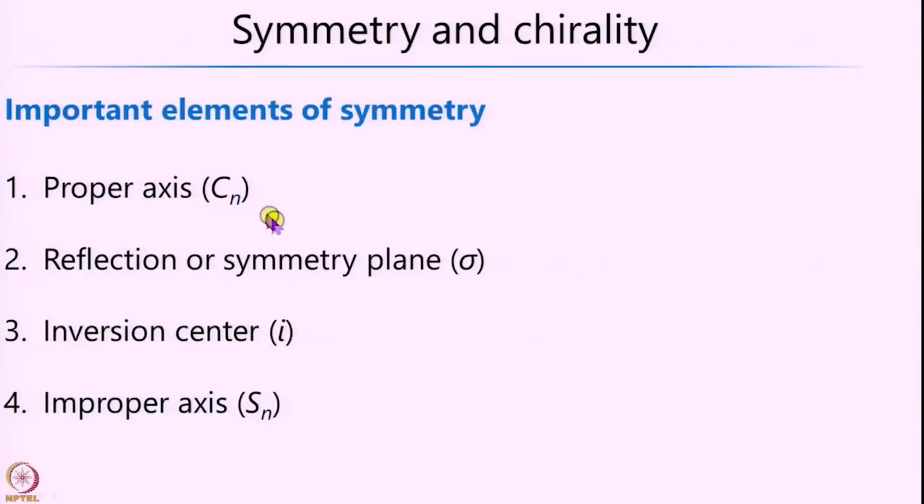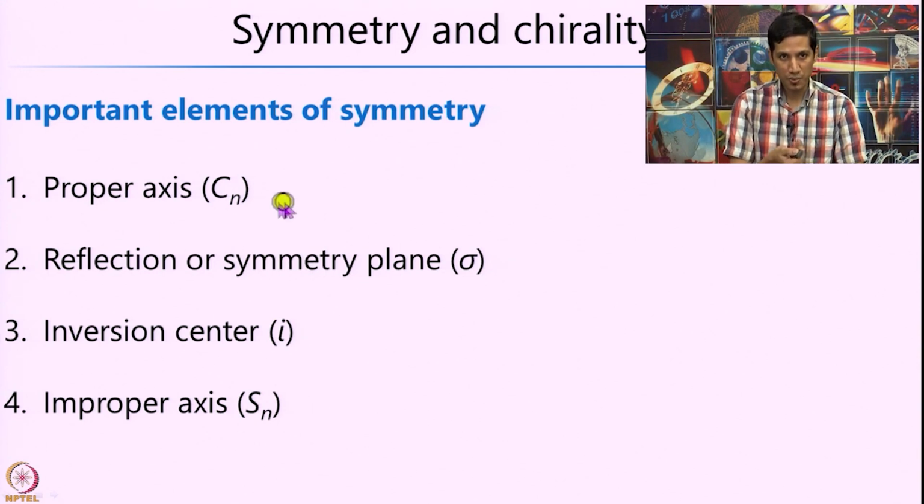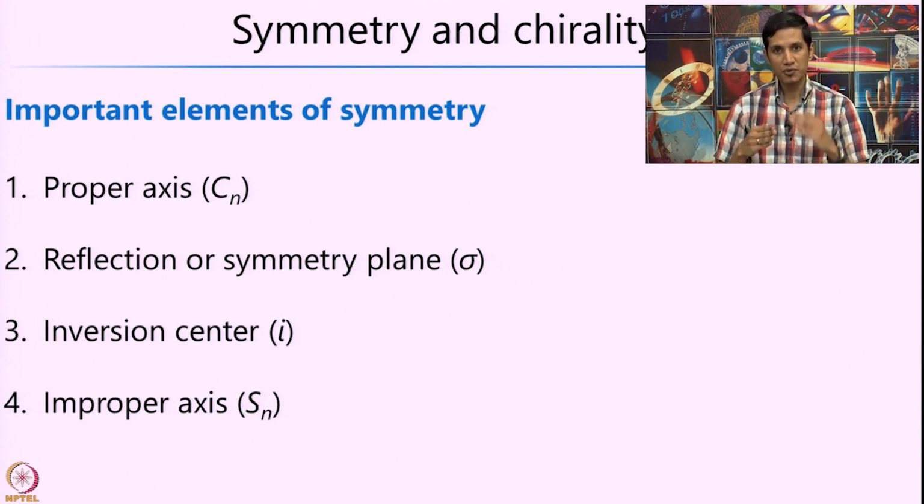There are 4 major classes of symmetry operations which are possible on a molecule. One is the proper axis of symmetry, the other is the reflection or symmetry plane, the third is the inversion center, and the fourth is the improper axis. Now we shall look at each one of them in a little more detail with a few examples. And finally we will come back to the relationship between these elements and the chirality of a given molecule or system.